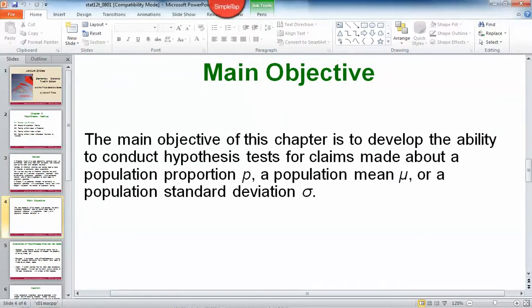Our main objective is to develop the ability to conduct hypothesis tests for claims made about a population proportion, a population mean, or a population standard deviation. Once you understand the method that we go through for a hypothesis test, it's basically going to be the same for any parameter. It's just going to be, which test statistic are we talking about? Or which formula do I use to do what I need to do?